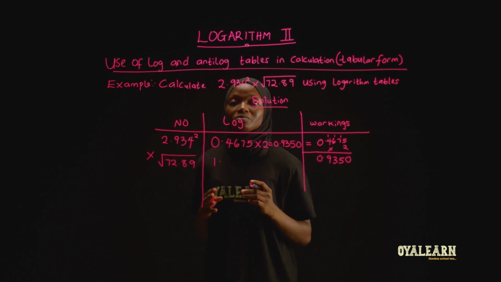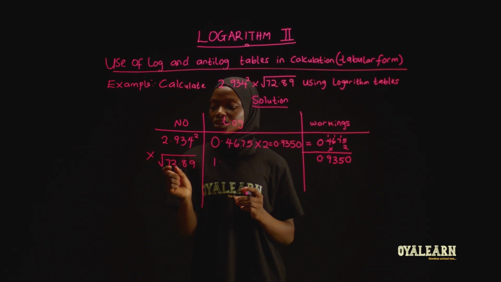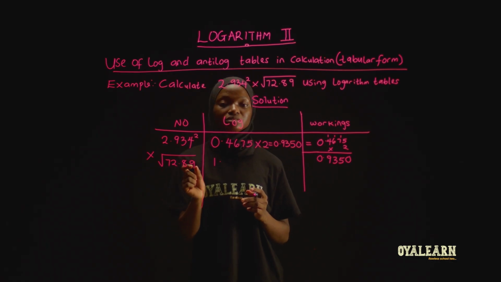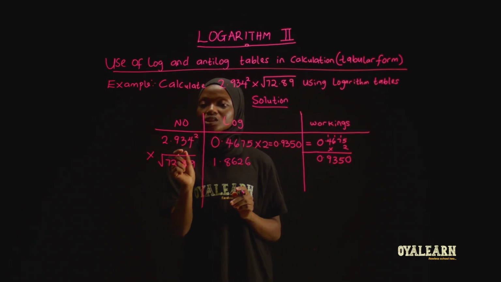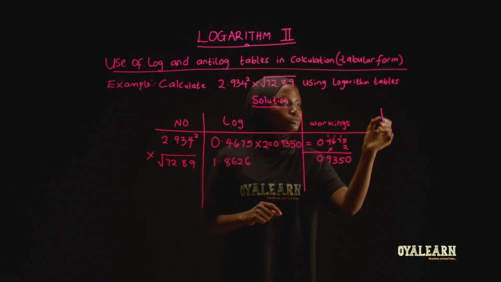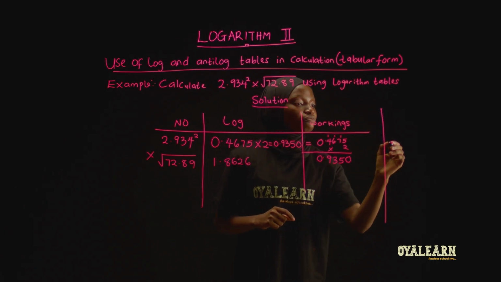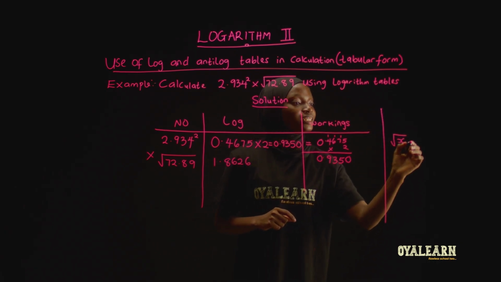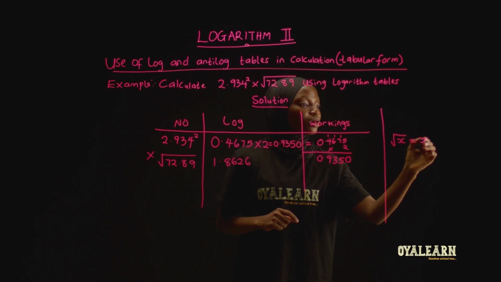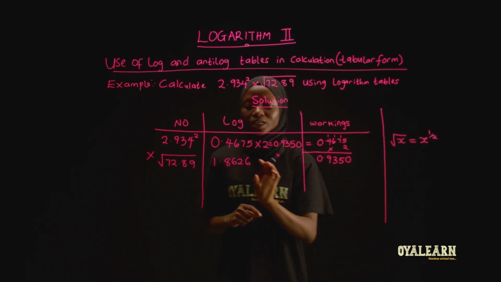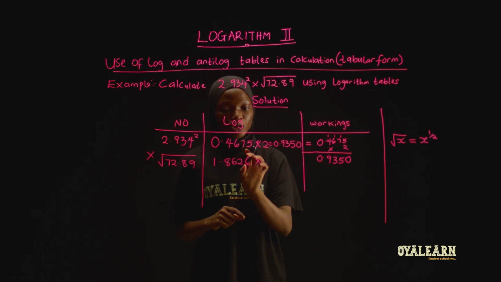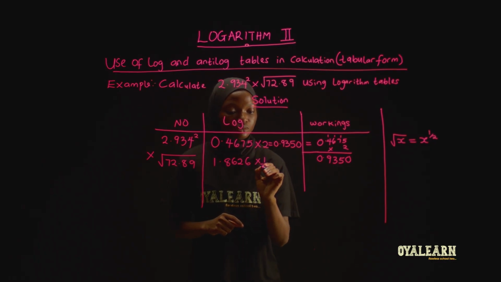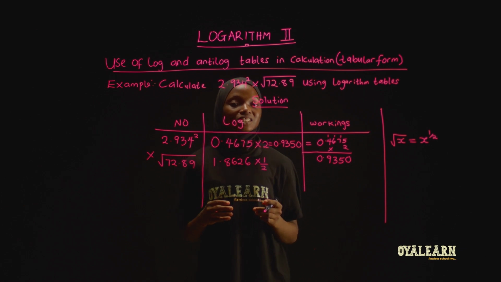Now take the logarithm value from the logarithm table. 72 under 8, difference 9, which gives us 8626. And since we have a square root here, recall whenever we have root of x in indices, what does it mean? It means x raised to the power 1 over 2. So here we multiply the logarithm by 1 over 2, which is the same thing as dividing it by 2.